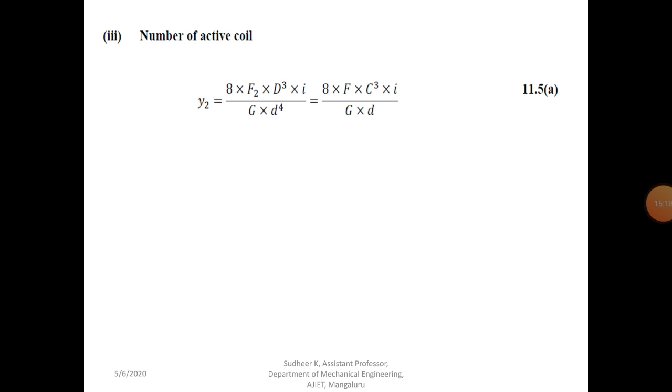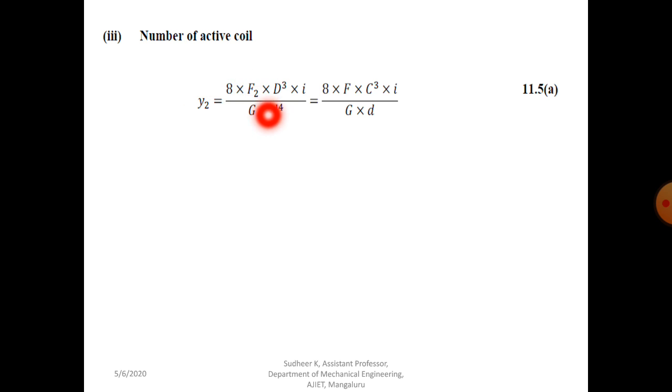Next design consideration is the number of active coils. We have to find out how many active coils are there in the spring. There will be a total number of coils as well as an active number of coils. We are not supposed to consider the total number of coils; we have to consider only the active number of coils. So how to calculate the active number of coils?